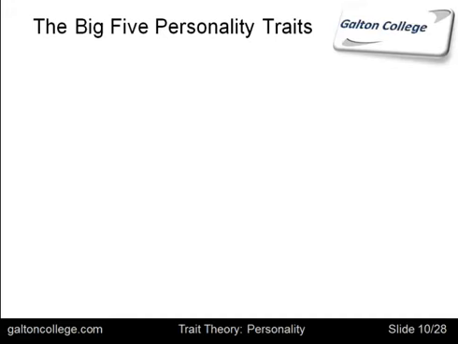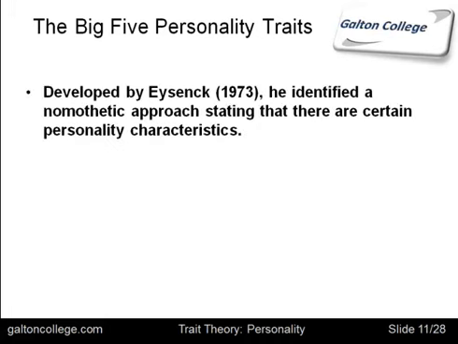Now there are 5 big personality traits which I'll come on to in a few moments, but just for a second let's just introduce these. These were developed by Eysenck in 1973. Eysenck, a famous psychologist, he identified a nomothetic approach, stating that there are certain personality characteristics. So he was interested in the hereditary one, the one which is given, the nature one.